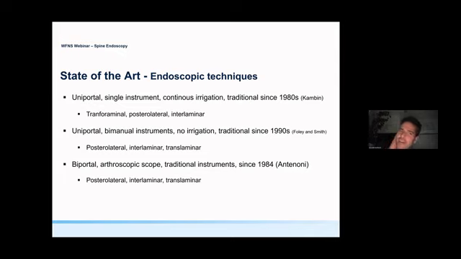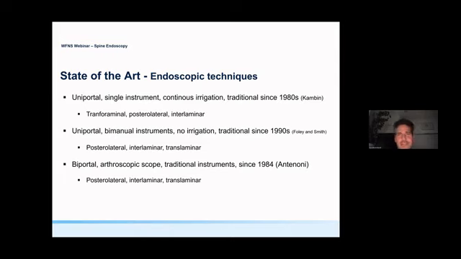The oldest technique among those, whose origin dates back to the 1970s, is the uniportal single instrumented technique with continuous irrigation, and the Kambin triangle that is well known to everyone dates back to a surgeon that actually wanted to use the endoscope to make sure, when he performs the nucleotomy percutaneously, that the nerve root is not in the way. The way we use the endoscope now was not the idea back then.